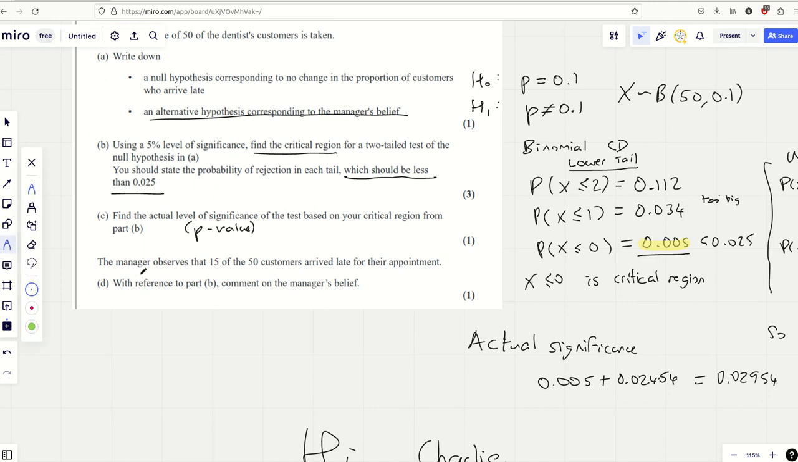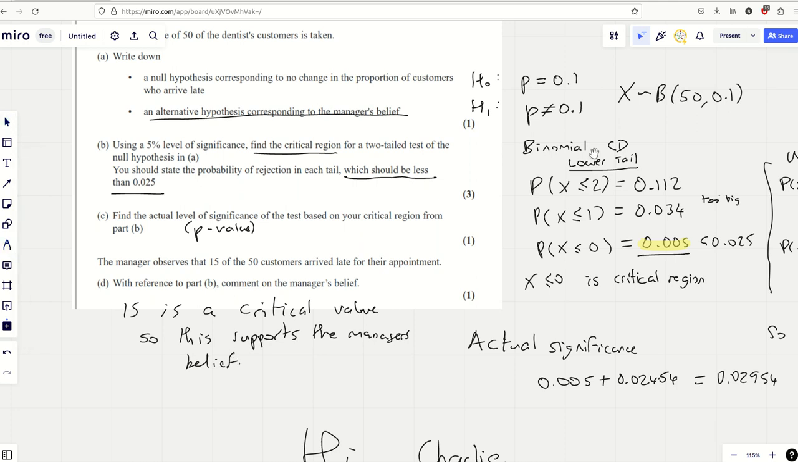And then finally, the manager observes that 15 of the 50 customers arrived late for an appointment. With reference to part B, comment on the manager's belief. Well, 15 is a critical value. So this supports the manager's belief, doesn't it? Because the manager thought that the probability had changed, and this is in the critical region, so it looks like you'd be accepting the null hypothesis, sorry, alternative hypothesis, that the probability isn't 0.1 anymore, it's changed. So this supports the manager's hypothesis, or manager's belief. There we go.